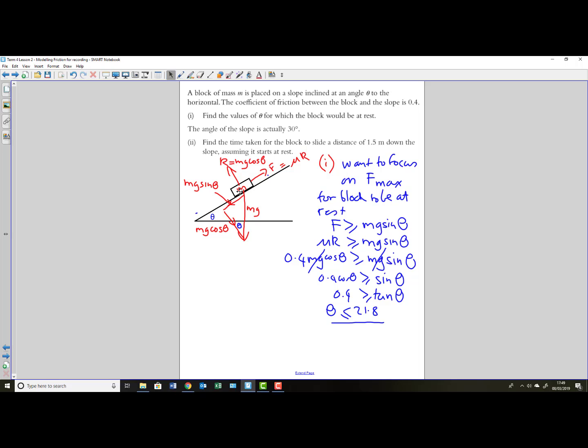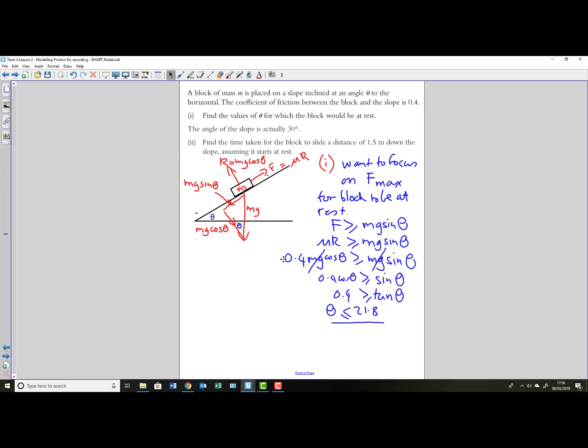Now, I want to know the values of theta for which the block doesn't move. So in other words, I want my frictional force to be at least as big as the weight acting down the slope. So I want F to be greater than or equal to mg sine theta. F can be replaced with mu R, which can be replaced with 0.4 mg cos theta. And when I set out this equation like this, you can see the mg's disappear. I can rearrange my equation, do a bit of trigonometry, and come to the conclusion that as long as this angle here is less than 21.8 degrees, my block will stay on the slope.